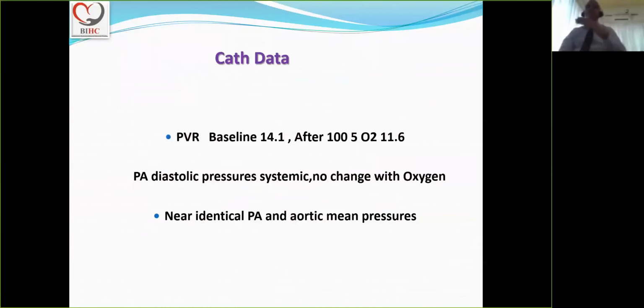This patient's cath data showed very high pulmonary vascular resistance. I told you more than 6 is considered inoperable. So here there was a 14.1, and again a wrong typo there. After 100% oxygen, it had dropped only to 11. And the PA diastolic pressures, which denote the pulmonary vascular resistance very well, were systemic all through. It did not improve with oxygen. So this type of cath data will go with that X-ray and will tell you that the patient is inoperable.